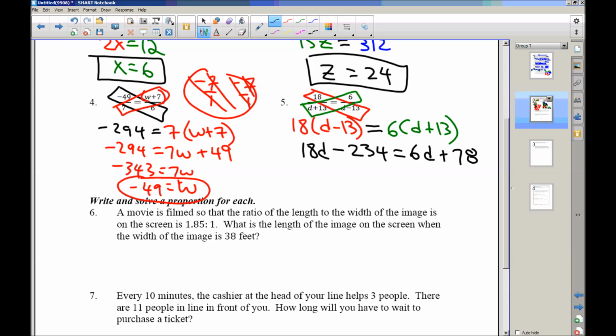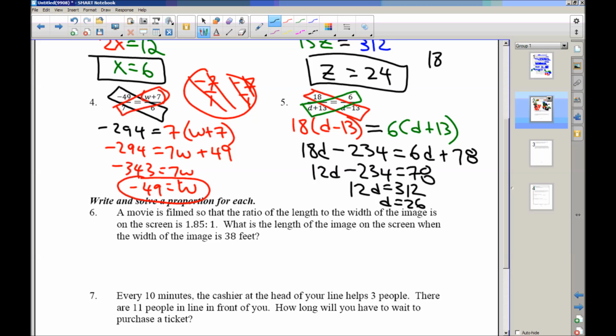So I'll solve my equation, variables on both sides. So the first thing I'll do is subtract 6d from both sides to get 12d minus 234 equals 78. And then I will add 234 to both sides to get 12d is equal to 312. And then I'll divide both sides by 12. And it's going to give me d is 26. Now you're not likely to have guessed that. So make sure you're showing some work.